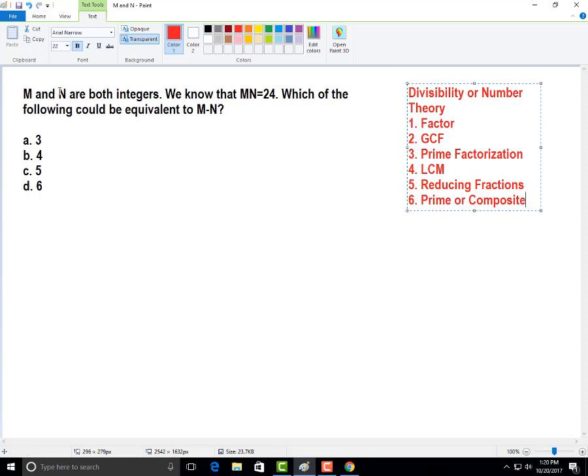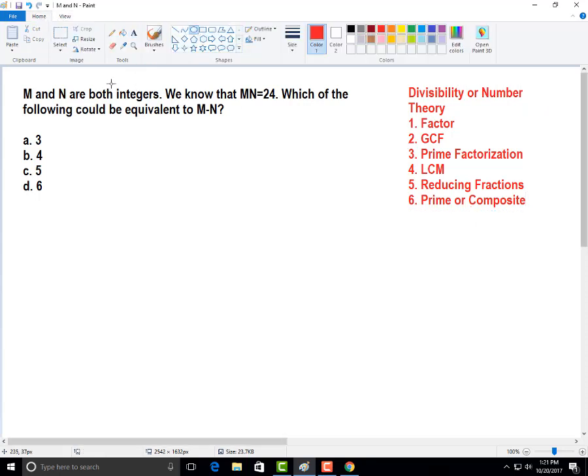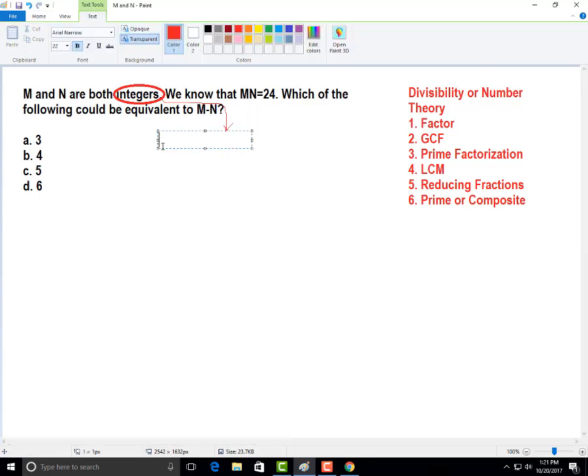Okay, so m and n are both integers. The first thing you have got to understand is what the word integer means. That's really the key to being able to work this problem. Okay, so if I say that a number is an integer, integers are defined as the set of whole numbers. Well, what in the world are whole numbers? Whole numbers are our regular old counting numbers that we used from the time that we were first learning math.